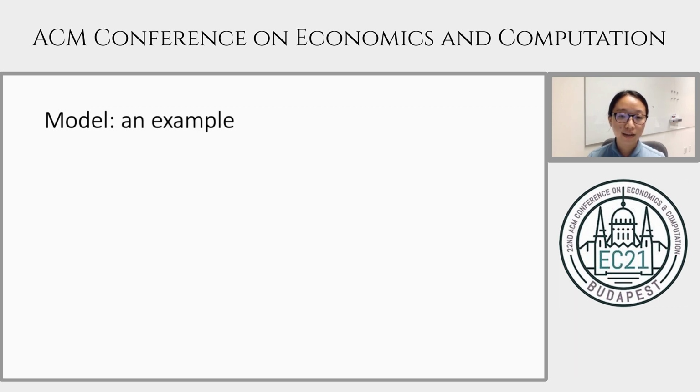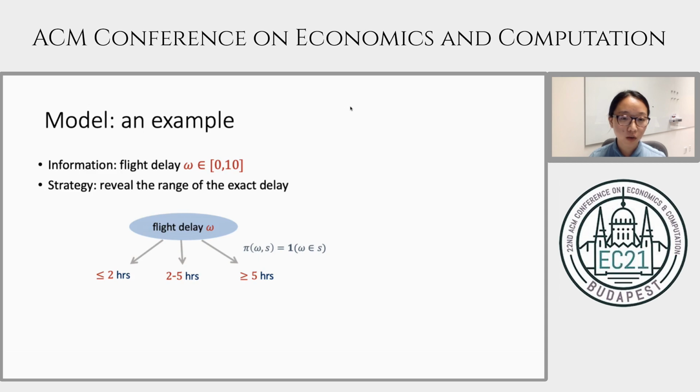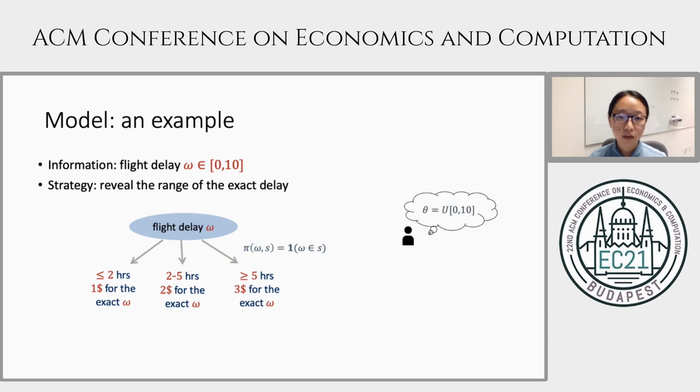So let's look at an example. Suppose there's a flight tracker who wants to sell the information of some flight delays. And she can first reveal the range of the exact delay. For example, she can first tell the buyers whether the delay is below 2 hours, or between 2 and 5 hours, or longer than 5 hours. And then the seller can charge different prices for the revelation of the exact delay.